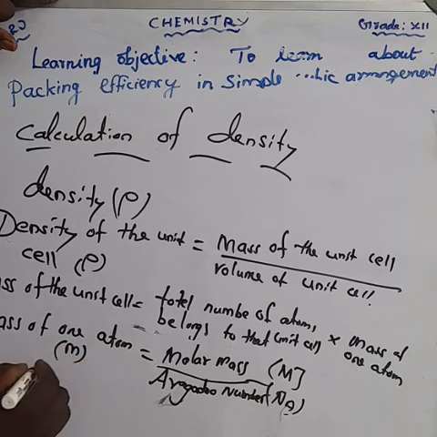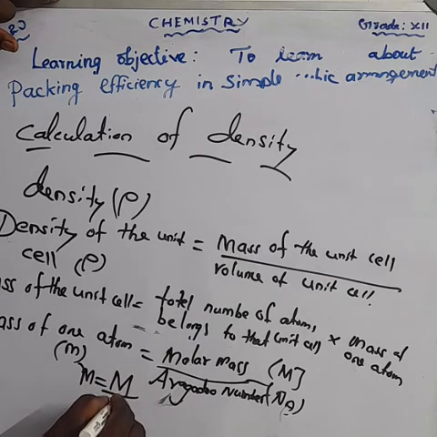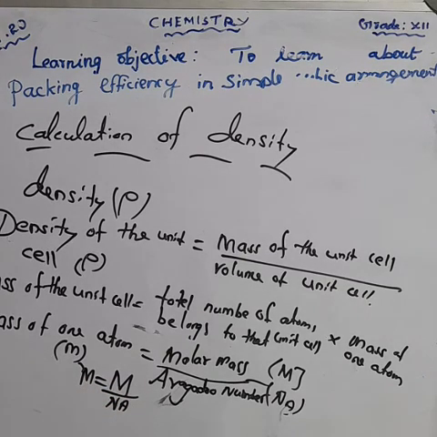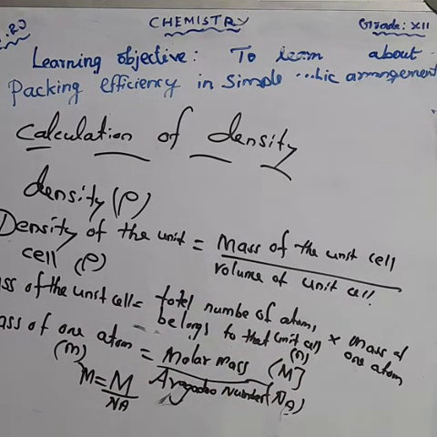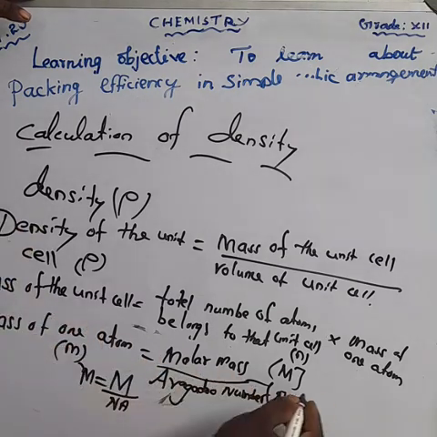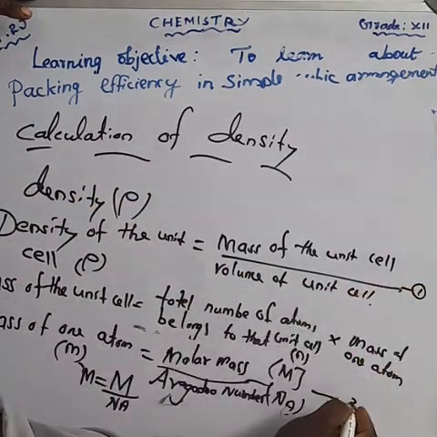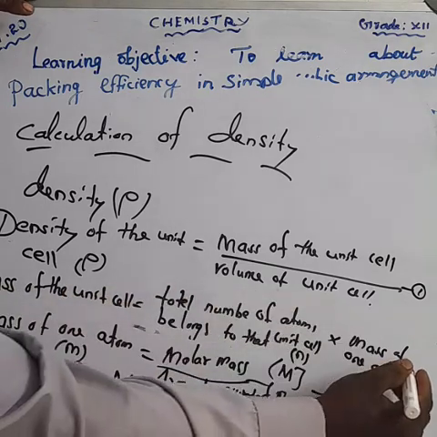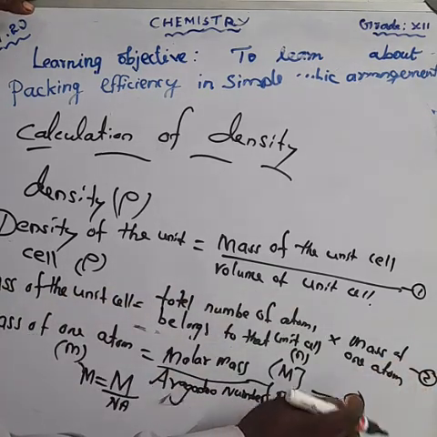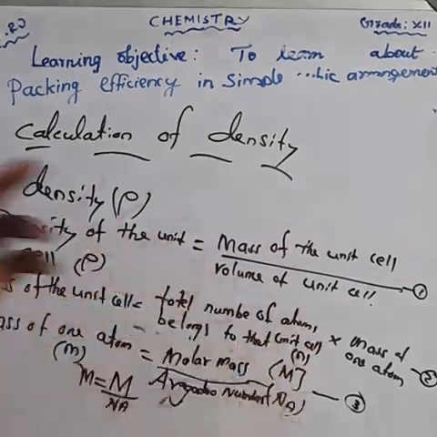So what is the formula? Small m is equal to M divided by Na. And this can also be written as small n. Here, the equations can be given as equation 1, equation 2, and equation 3. The mass of the unit cell is equation 1, this is equation 2, this is equation 3.